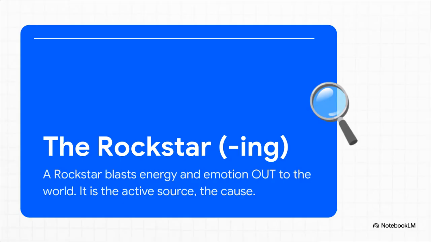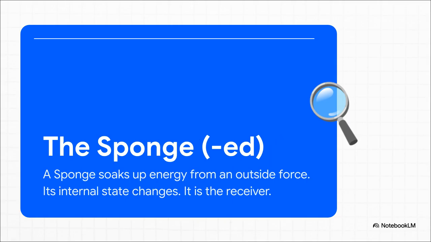So first up, meet the rock star. This is your mental model for any ing word. Just picture it, a rock star on stage, lights flashing, music blasting. They are a fountain of energy, actively shooting sound and emotion and excitement out at the audience. The rock star is the cause of the excitement. They are exciting.